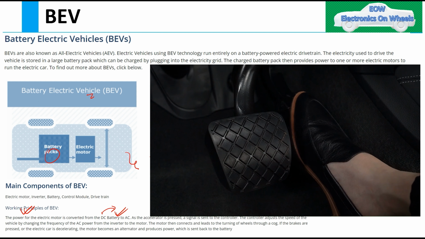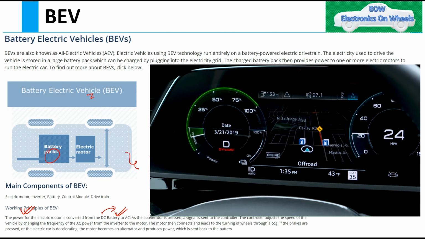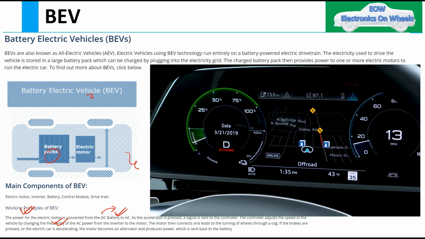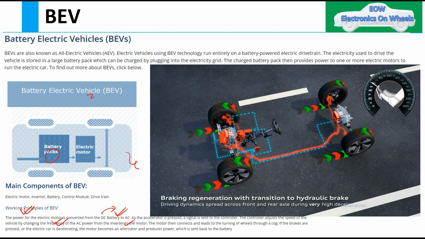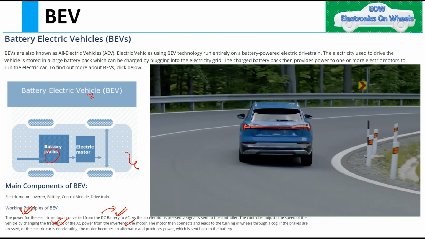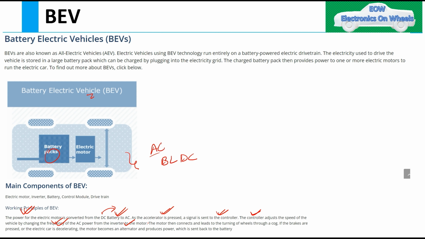Then when you are pressing the accelerator, a signal is sent to the controller. The controller adjusts the speed of the vehicle by changing the frequency of AC power from the inverter to the motor. So basically the controller changes the frequency, and based on the changing frequency, it controls your motor. Then the motor connects and leads to turning the wheel through your transmission. If brakes are pressed, then the electric car is decelerating, and the motor becomes an alternator and produces power which is sent back to the battery.